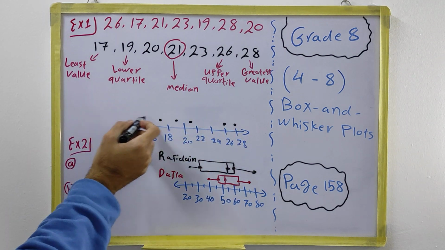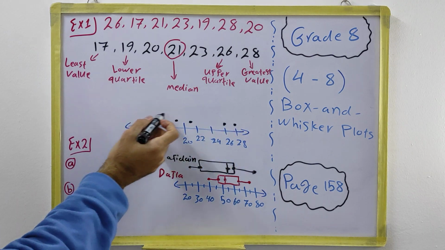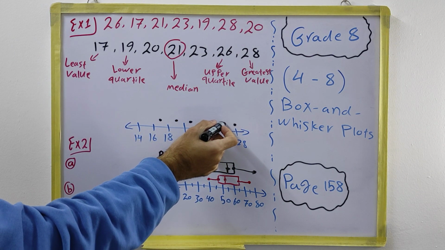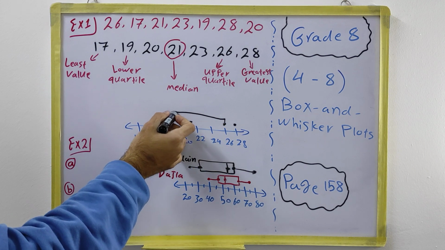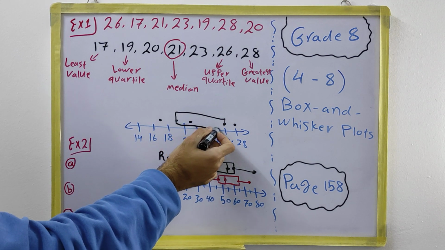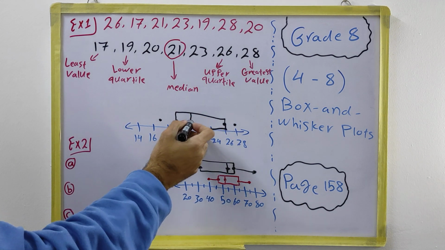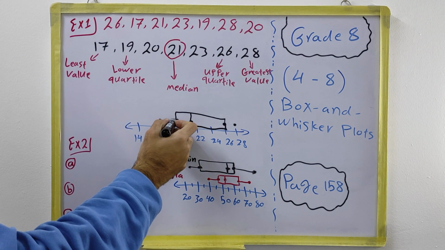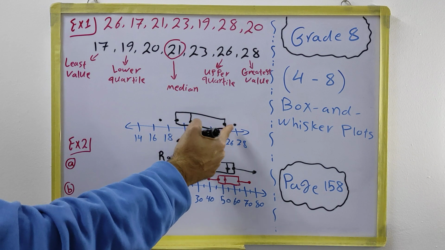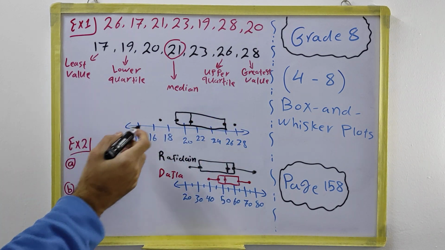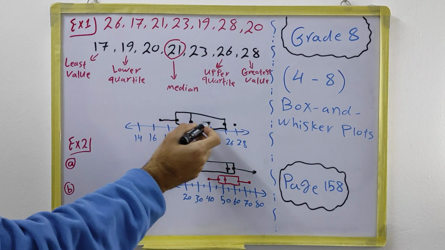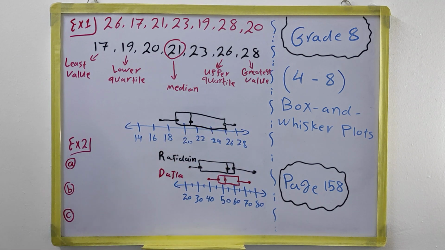Always these two at the ends, greatest value and least or smallest value, we won't include in the box that we make. The box has the lower quartile, median, and upper quartile. We show least and greatest this way, like that. We do the box and whisker plot just like that.